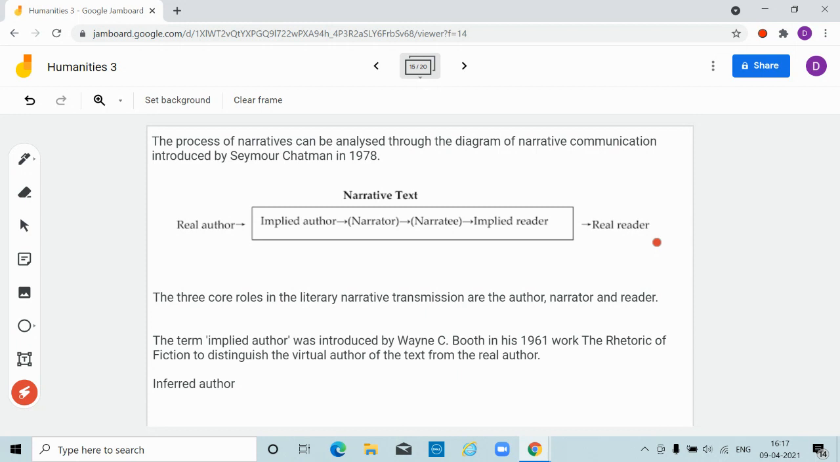So this diagram gives us an idea about how a narrative is constructed. Okay, so there is a real author, there is a real reader, and what connects them is the narrative text. So these three things are real: the author, the real reader, and the narrative text. But in between, within the narrative text, there are certain elements which are not explicit, which are not directly out there, which are implicit, which are inside the text.